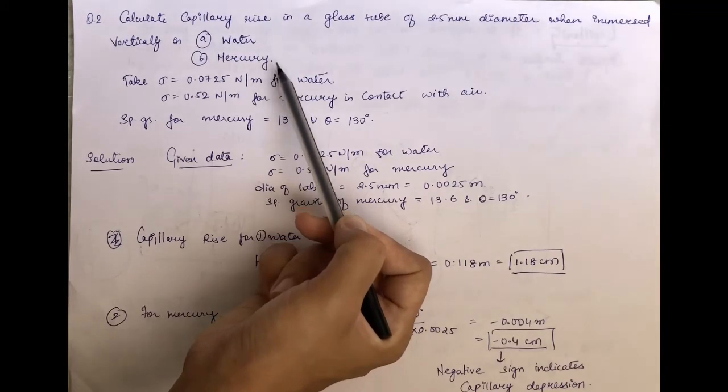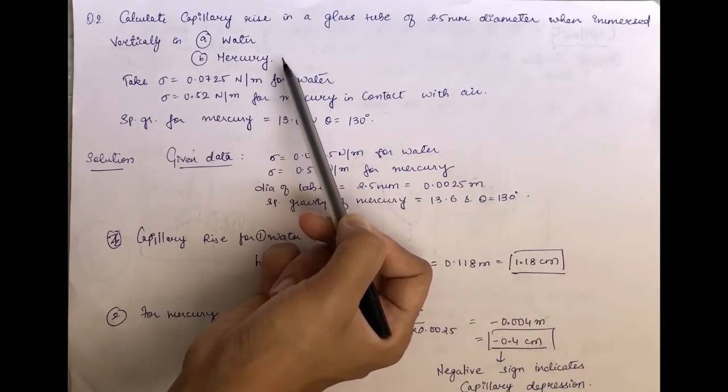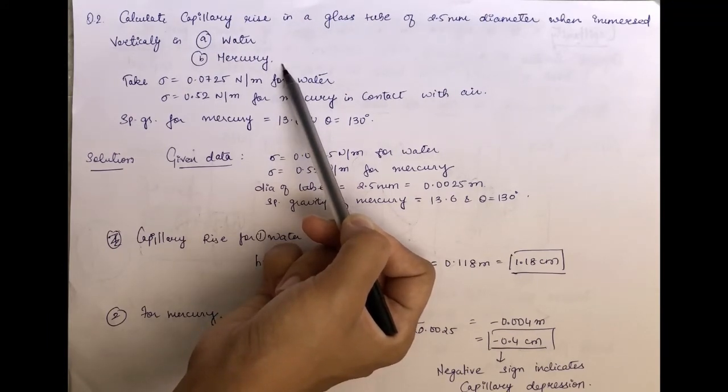Here you may have a question: in the theory portion we saw that in the mercury condition the capillary fall will occur. That question will be solved at the end of your sum. So let's start with the calculation.